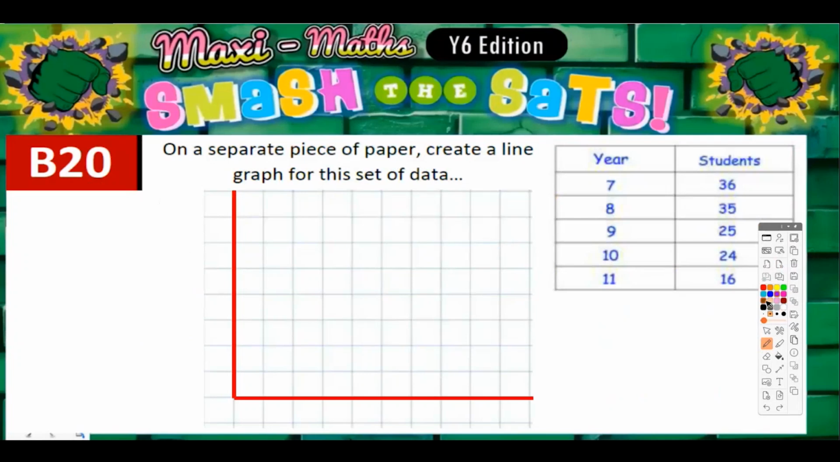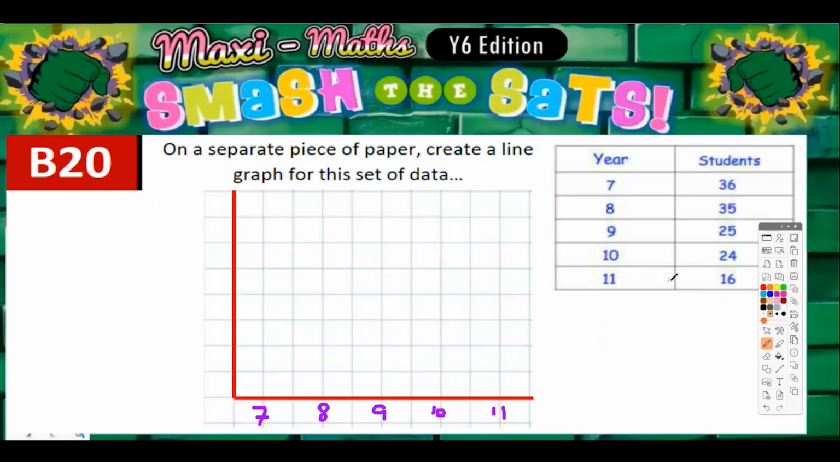Question 20, on a separate piece of paper, create a line graph for this set of data. So what we're going to do first is put some points along the bottom. So we'll have year 7 there. We'll then leave a couple of squares, year 8, year 9, year 10, year 11.